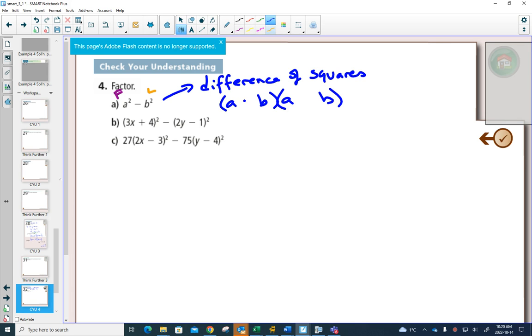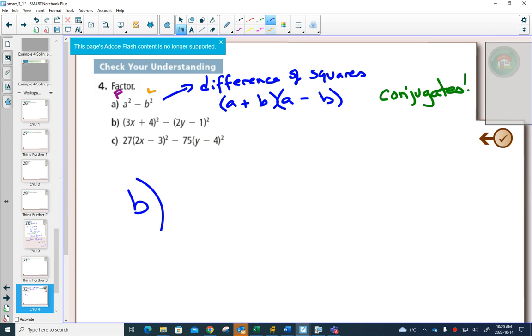But in a difference of squares, when you factor it, you get one plus and one minus. Do you remember what those are called when you have one plus and one minus? Conjugates. And we use this in our square roots. So we have conjugates.